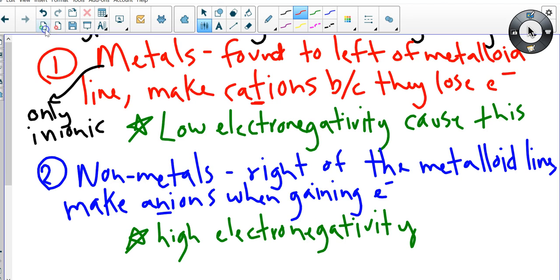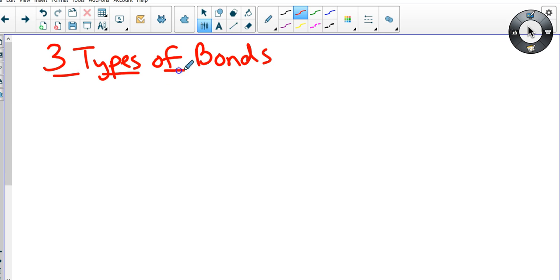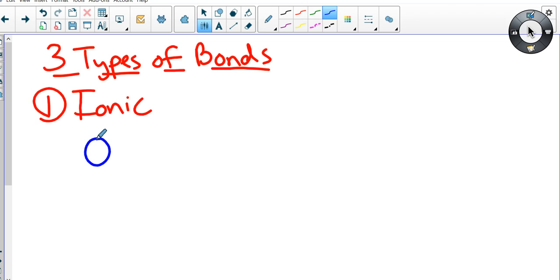Three kinds of bonds. Three types of bonds. We're going to draw what happened in the tug of war first. So we have ionic. What happened with ionic is we had a nonmetal. Actually, I'll draw the metal over here. So we have the metal, the boys, they have muscles. That's nice.